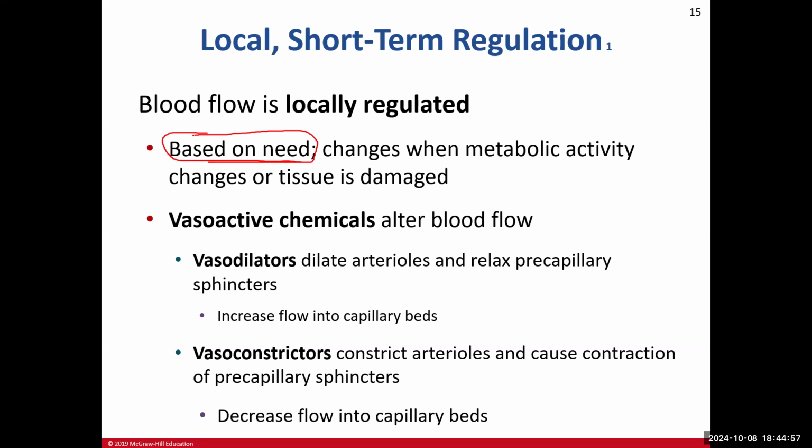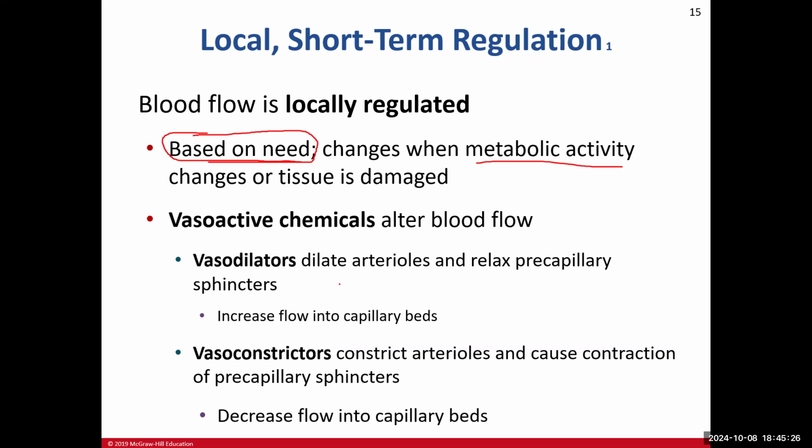Okay, so what is that need? Well, obviously, one of those needs that we talk about all the time is metabolic activity, right? So what are the changes that can occur with metabolic activity, or if the tissue becomes damaged? We have these chemicals, which we call vasoactive chemicals because they are going to influence the blood vessels here. And how are they going to change that blood flow? You have two types, the vasodilators and the vasoconstrictors.